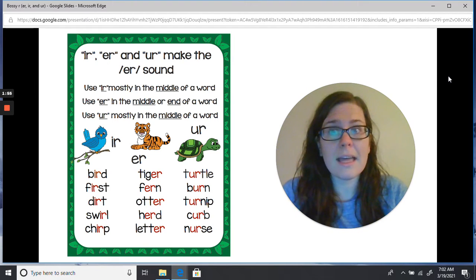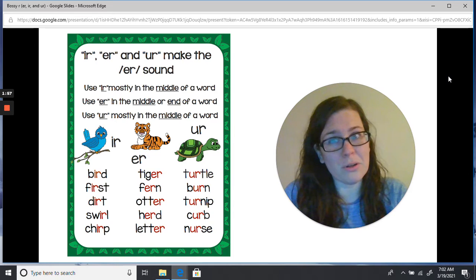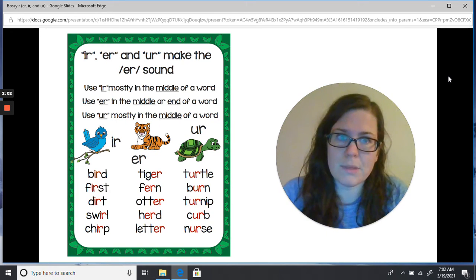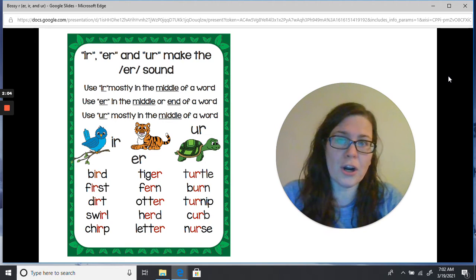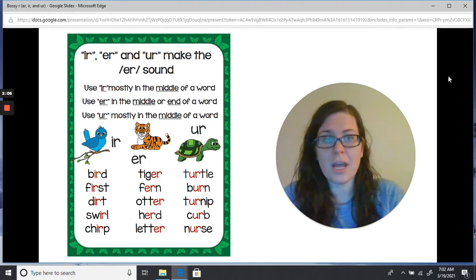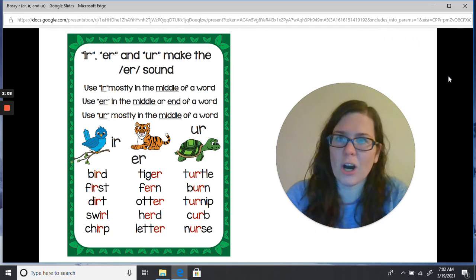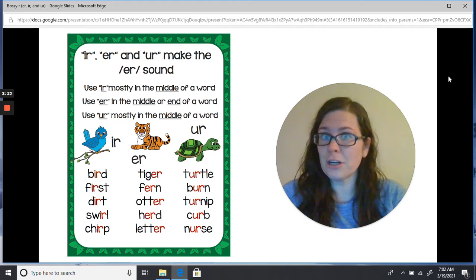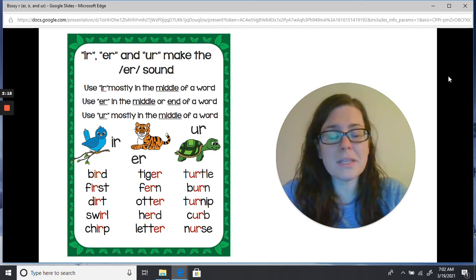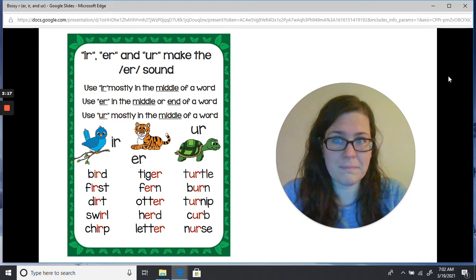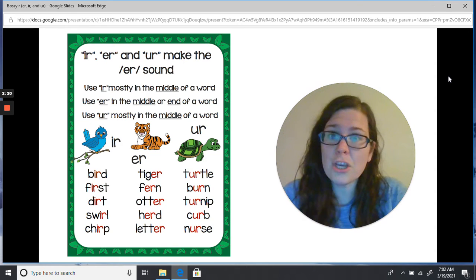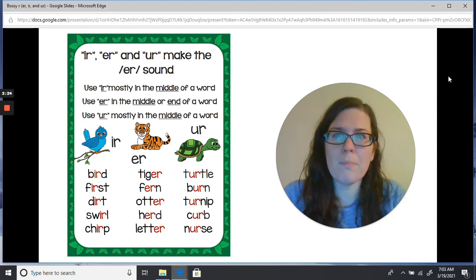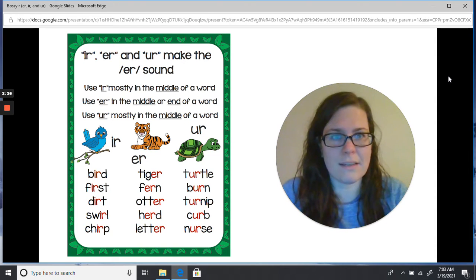ER sometimes comes in the middle, but it also always comes at the end, or mostly comes at the end. So if you hear that sound at the end of a word, it's probably ER. And then UR, the sound for UR, mostly comes in the middle of a word. So IR and UR come in the middle. ER can come in the middle as well, but it's usually found at the ends of words.